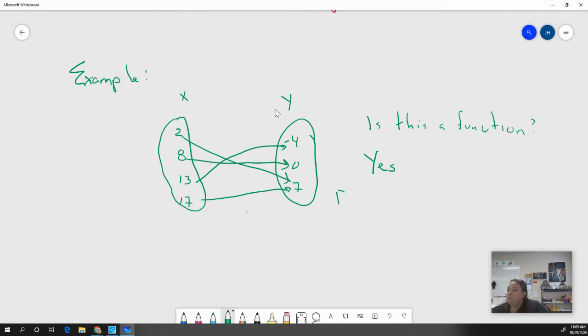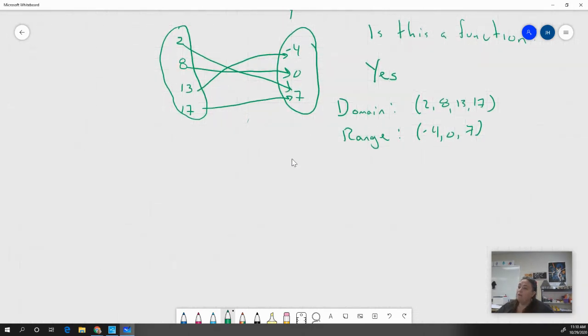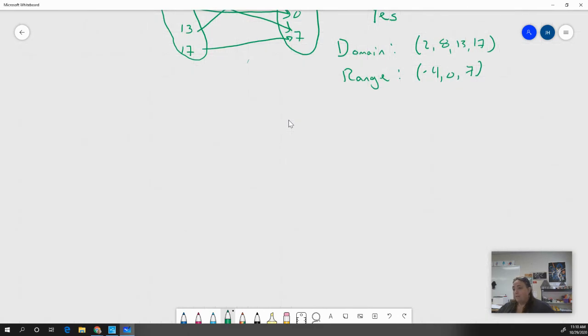It is a function with a domain of 2, 8, 13, and 17, right? And a range of -4, 0, and 7. And it's a really important part of functions. I'm going to give you one more example of how to tell, and that would be on a graph.